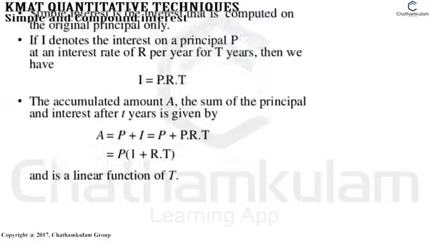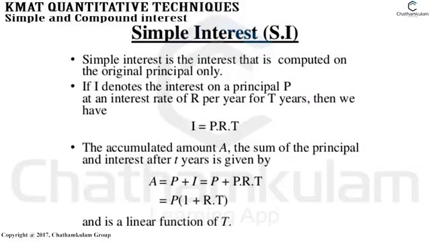So, what is simple interest? Simple interest is the interest that is computed on the original principal only. If I denotes the interest on a principal P at an interest rate of R per year for T years, then we have I is equal to PRT. The accumulated amount A, the sum of the principal and the interest after T years, is given by A is equal to P plus I, that is equal to P plus PRT. Since there are two terms with P, taking P outside, P into 1 plus RT.